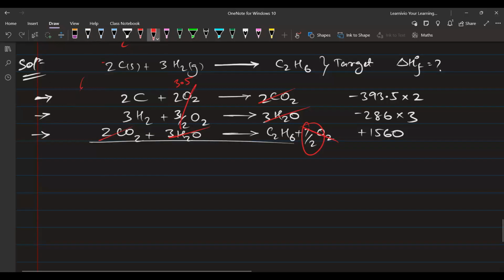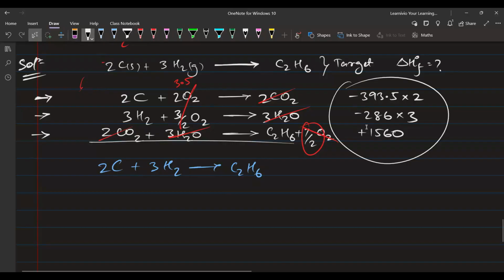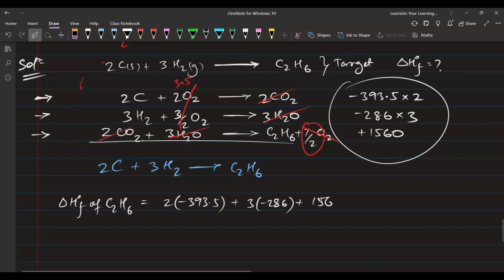2 carbon plus 3H2 gives C2H6. And that was our target, yes or no? Yes, sir. So enthalpy of this reaction will be the sum of enthalpy of all these reactions. So I can say that delta H naught formation of C2H6 is equal to 2 into minus 393.5 plus 3 into minus 286 plus 1560. Make sense? Yes or no, please tell me.